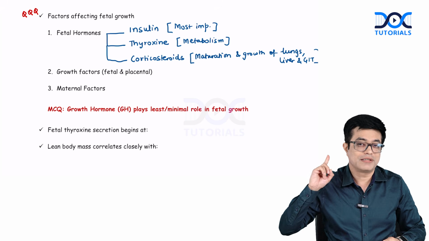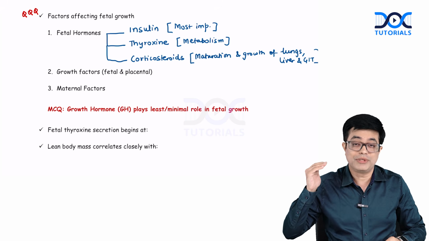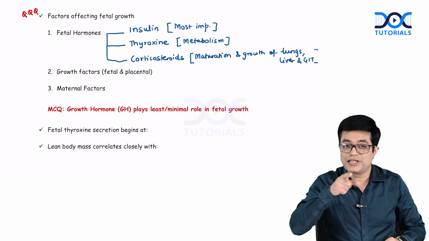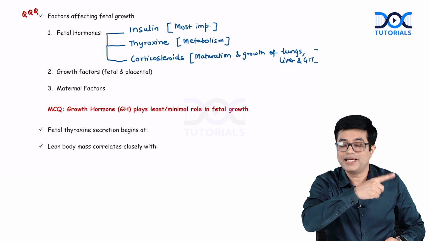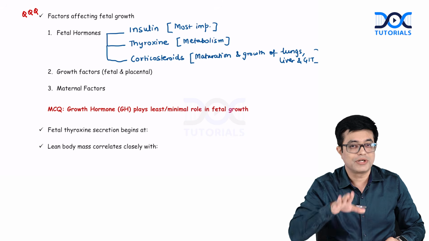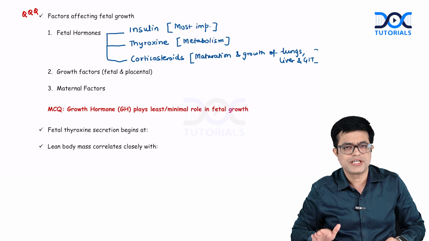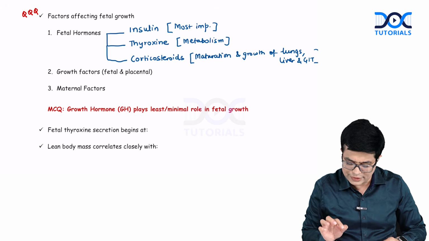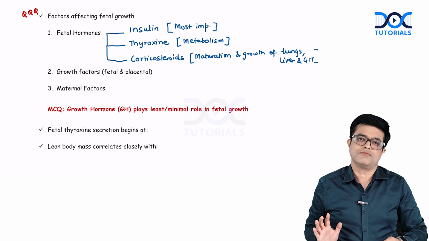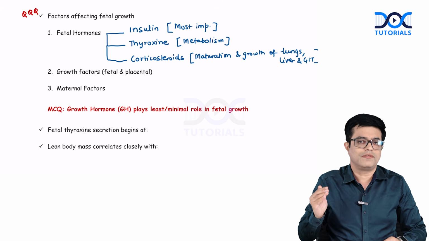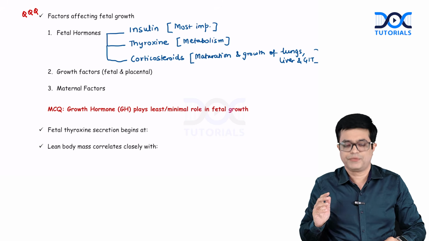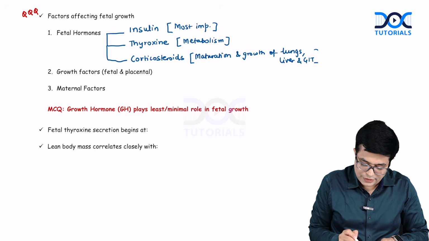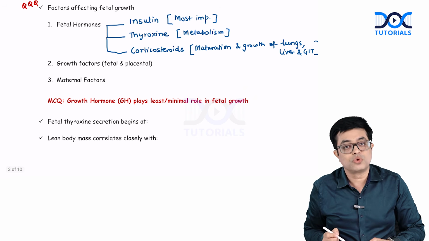Remember that if it is a preterm child and if it is a preterm labor, which drug do we give to the mother to make the fetal lungs mature? You have read about it in Obs-Gynae and we'll be discussing it in subsequent chapters also. It is dexamethasone. And this is the rationale: corticosteroids are responsible for maturation and growth of lungs, liver and GIT.